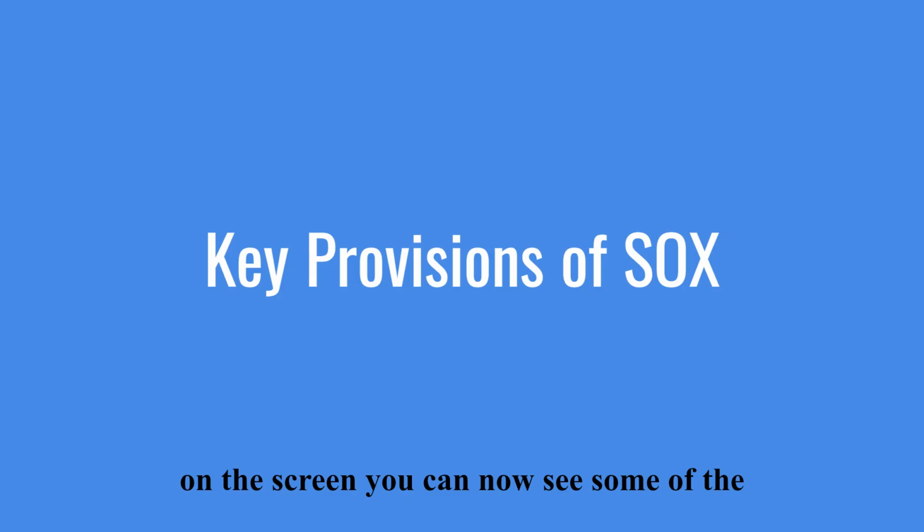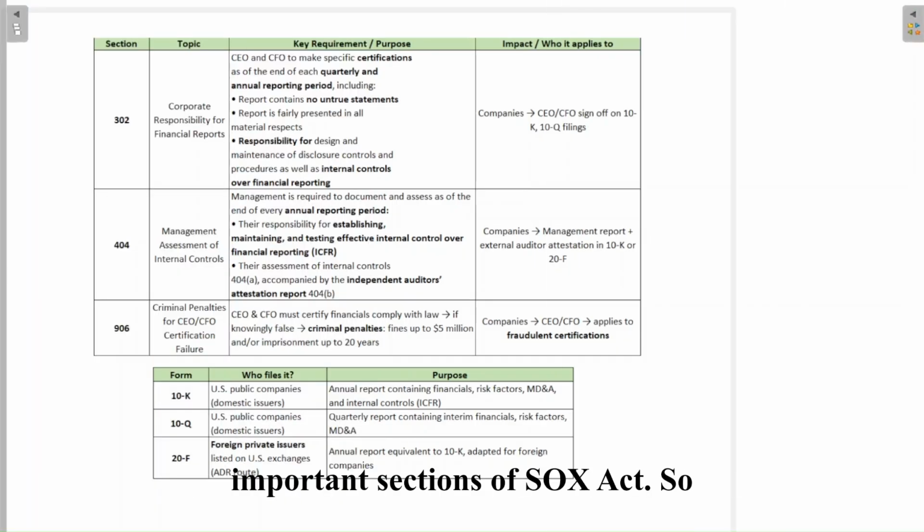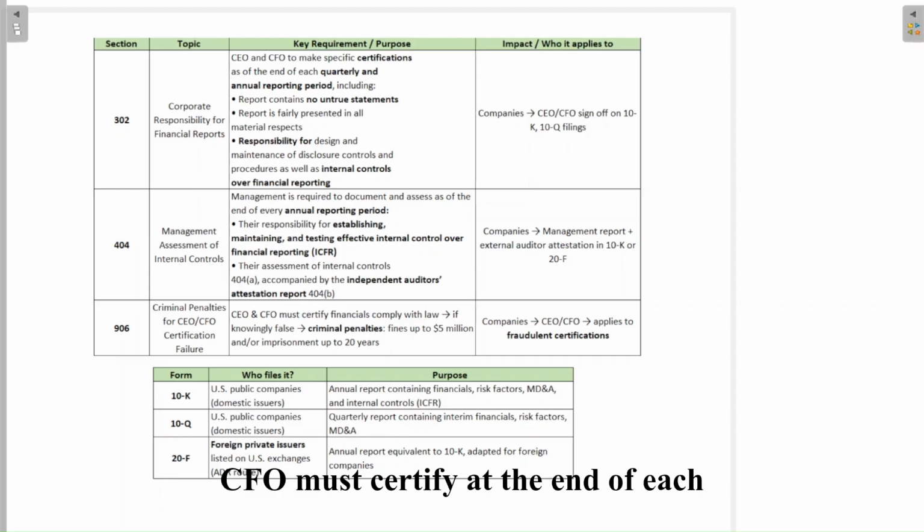So on the screen, you can now see some of the important sections of the SOX Act. Section 302 states that the CEO and CFO must certify at the end of each quarter and at the end of the year that the financial statements do not contain material misstatements, they are true, they are fair, okay? And they also assume responsibility for designing internal controls of financial reporting.